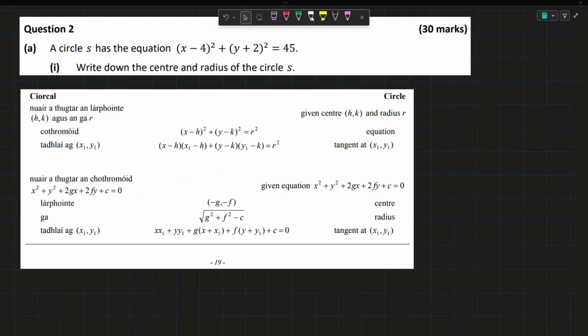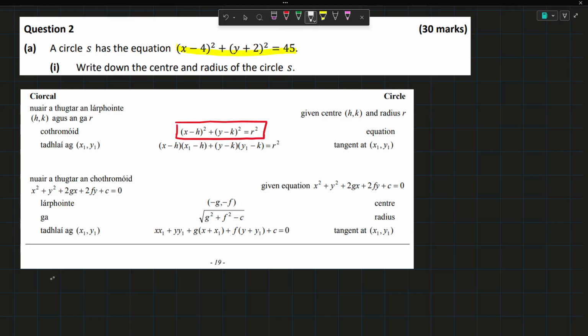So this is 2025 paper 2 question 2, and we're given the equation of a circle and asked to write the center and the radius. So if you go to the formula and tables booklet, page 19, you have the equation for a circle here where h, k is the center, but you can see we have x minus h and y minus k, so we need to make our equation up here kind of look like that.